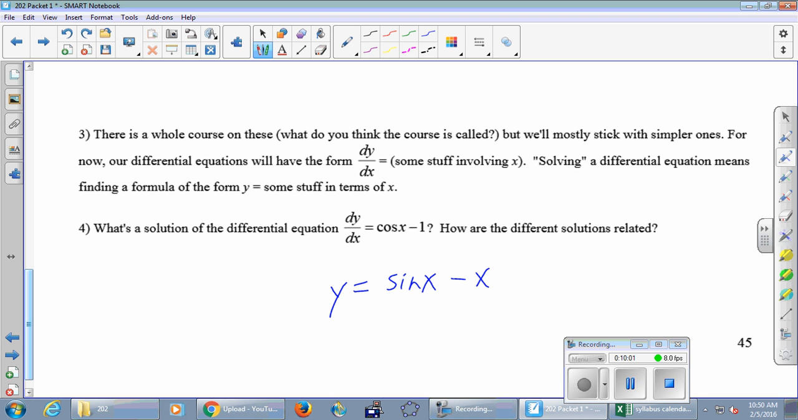And if you take the derivative of that thing, then magically you'll end up saying, oh, dy/dx equals cosine of x minus 1, which is exactly what we wanted. Damn, I would love a plus c.